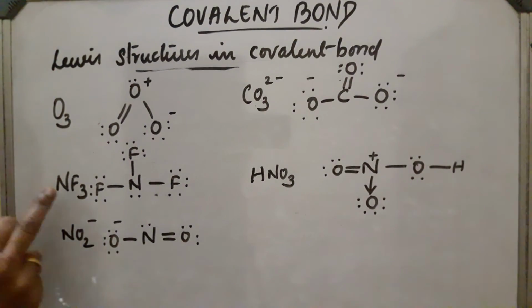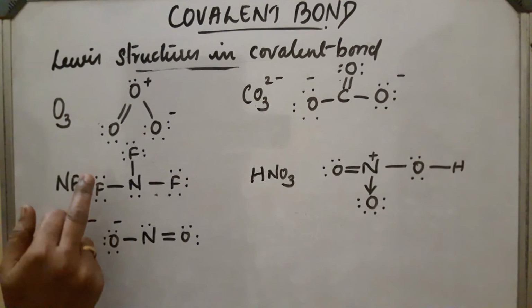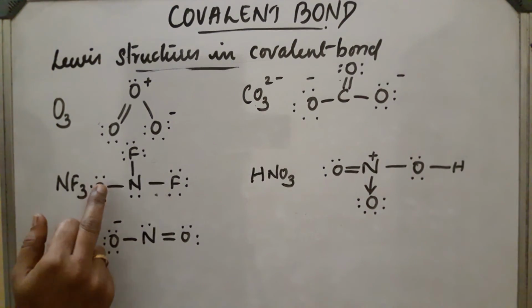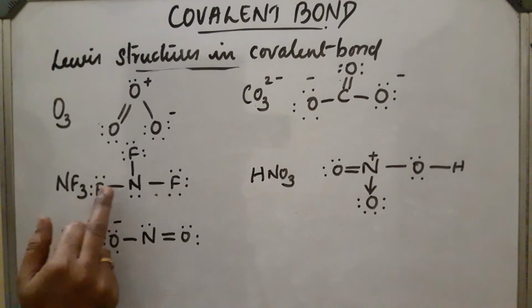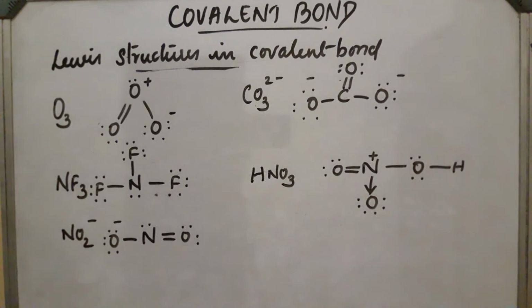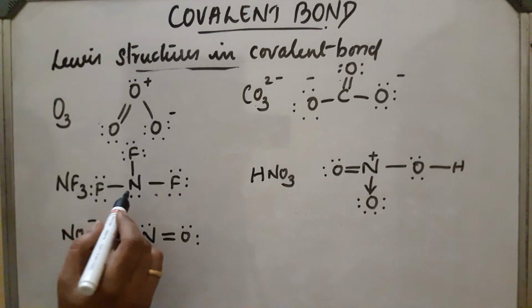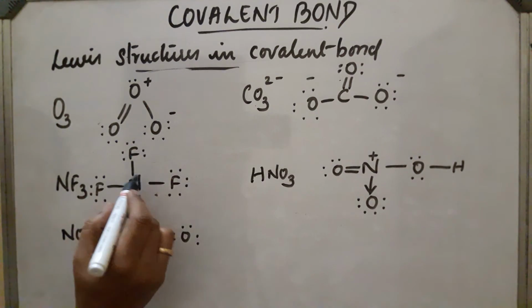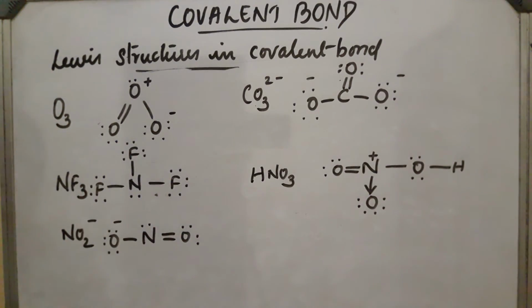Then NF3. Fluorine contains 7 electrons. So, 1 electron is used for sharing from here. So, it's the same case. Then nitrogen contains 5 valence electrons. 3 are used for sharing. Then 2 electrons remain. It remains as a lone pair.